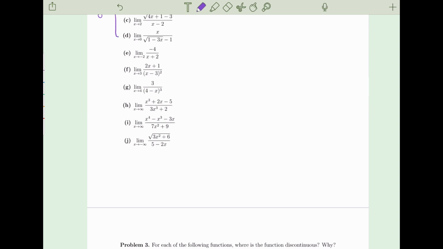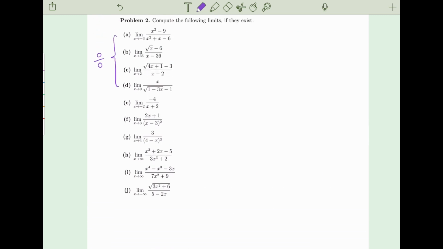And now for questions E, F, G, these are the same type. You have the 0 in your denominator, but a finite non-zero number on top. So it's a non-zero over 0 type. For this type of limit, we only have 3 types of answer. The first one is positive infinity. The second one is negative infinity. And the third one is does not exist.